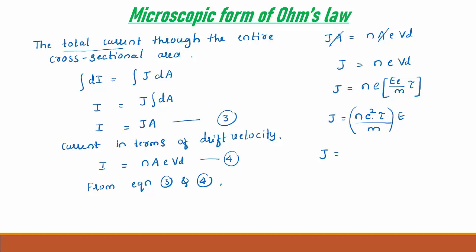So n e square tau divided by m gives the conductivity. We already derived the expression for conductivity, denoted by sigma: sigma equals n e square tau divided by m. So in place of this expression, I can write conductivity sigma into E. Let us take it as equation 5. J equals sigma into E, where J is current density, sigma is conductivity, and E is electric field. This equation 5 is the microscopic form of Ohm's law.